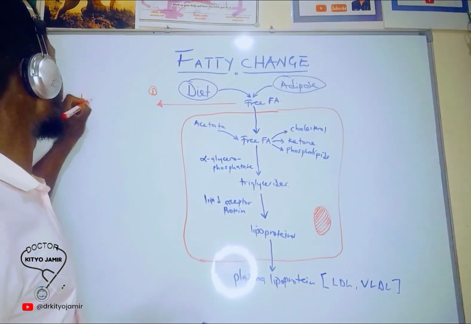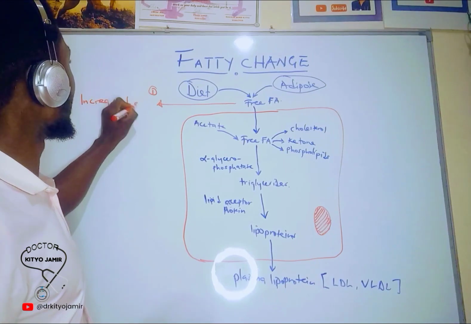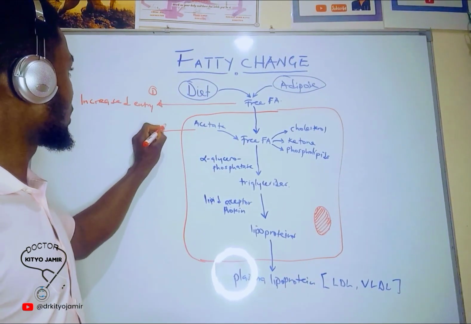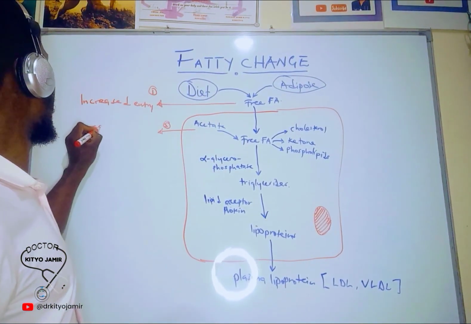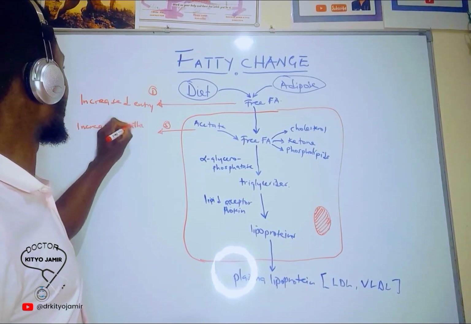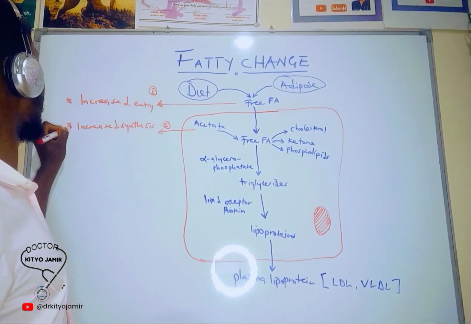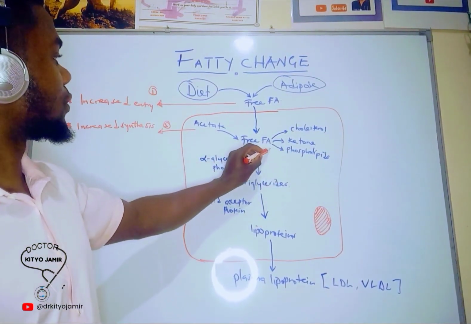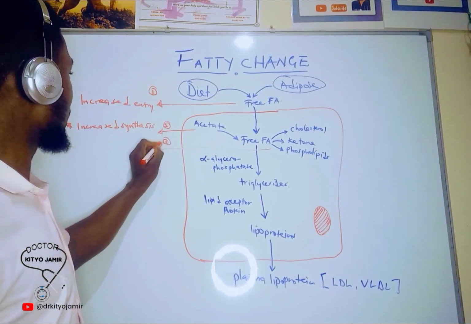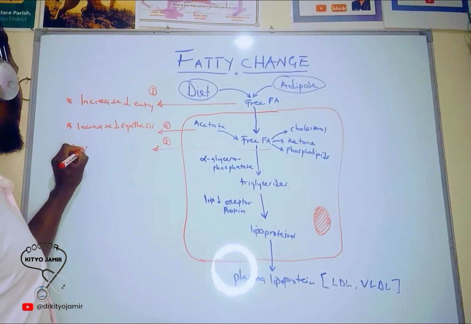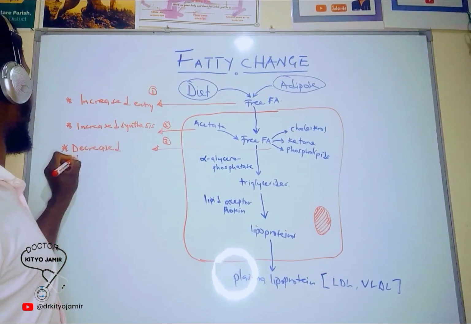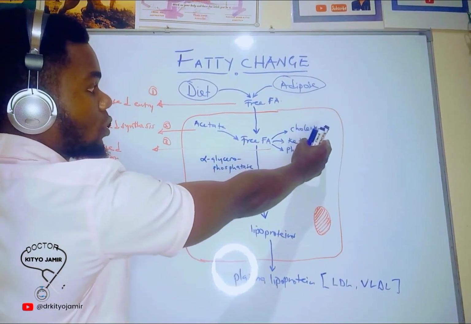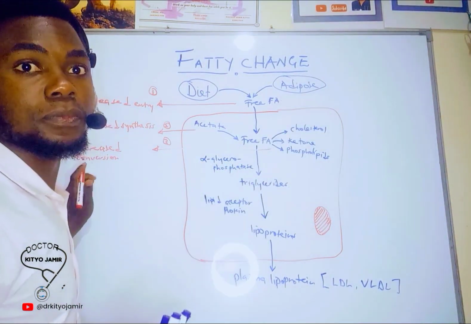We are going to have increased entry of free fatty acids inside the liver. The second one is going to be at this point, which is going to be increased synthesis of free fatty acids. The third one is going to come here, which is going to be now decreased conversion of these free fatty acids to cholesterol, ketone bodies, and phospholipids.